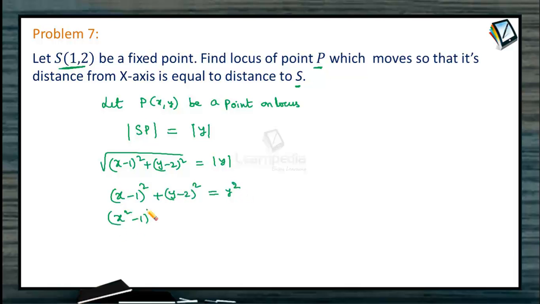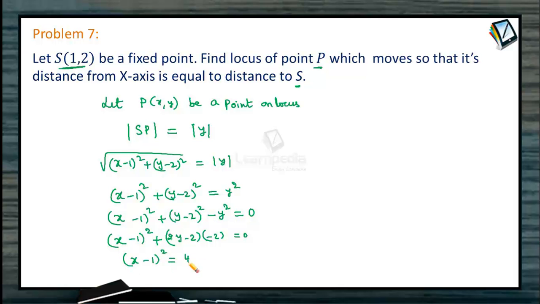Squaring on both sides, we have (x minus 1) square plus (y minus 2) square is equal to y square, or (x minus 1) square plus (y minus 2) square, I bring this y square to the other side, is equal to 0. Here again we have an opportunity to use a square minus b square, which will be equal to (a plus b) into (a minus b). That is (x minus 1) whole square plus, sum of them is 2y minus 2, the difference of them is minus 2, is equal to 0. Or this becomes (x minus 1) whole square is equal to 4 into (y minus 1). This is the equation of the locus of P(x, y).